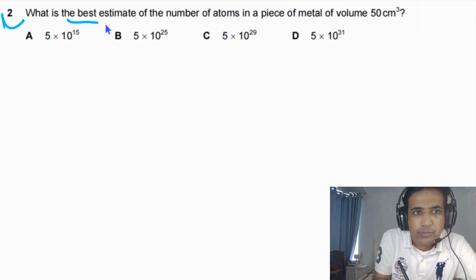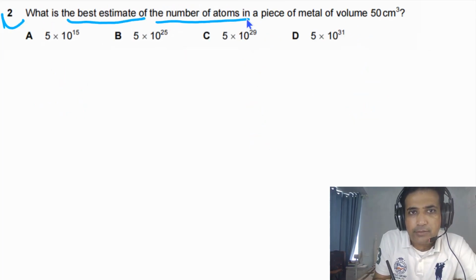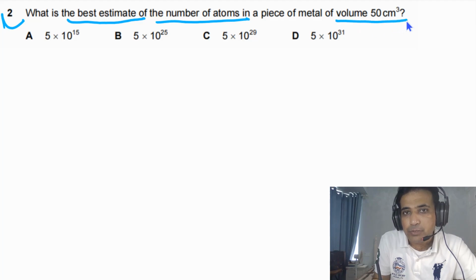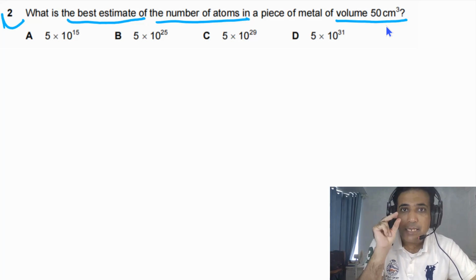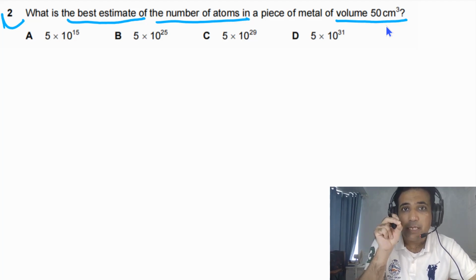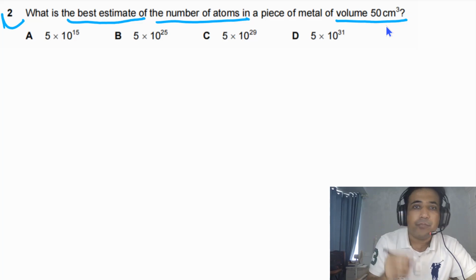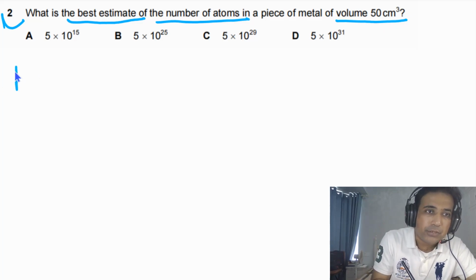Question 2 says, what is the best estimate of the number of atoms in a piece of metal of volume 50 cubic centimeters? For this question, we need to calculate the number of atoms. If we have the volume of a single atom, we can divide the given volume by the volume of a single atom and figure out the number of atoms. To find the volume of a single atom, we need the diameter or radius of a single atom. So we will start with the diameter of a single atom.